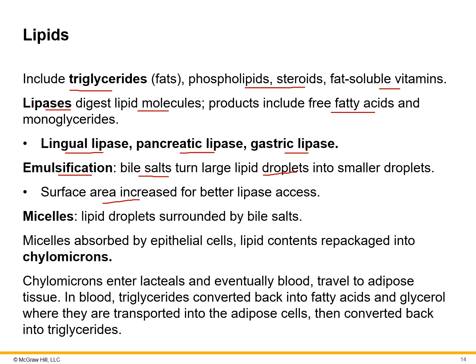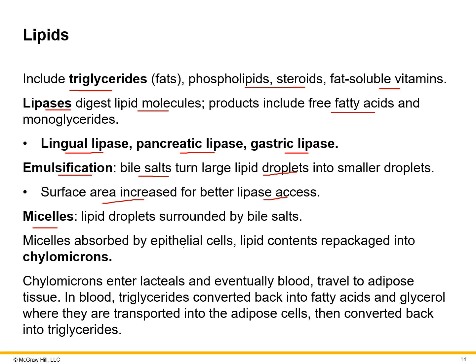Then the surface area is increased so the lipase can get to them better. Instead of one big bubble of lipids that are all kind of hidden, breaking them into individual smaller circles makes it easier for those enzymes to get to them. Those droplets of lipids are called micelles. If you think about pouring oil into water and it forms little droplets, those would be micelles.